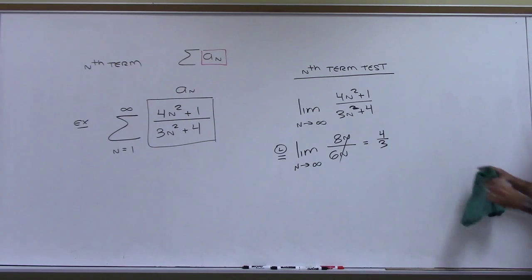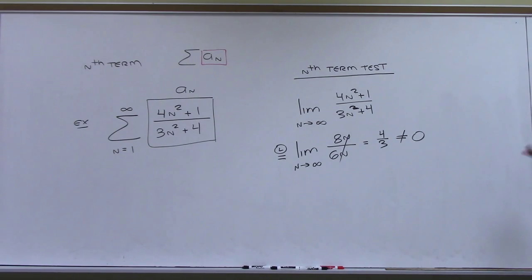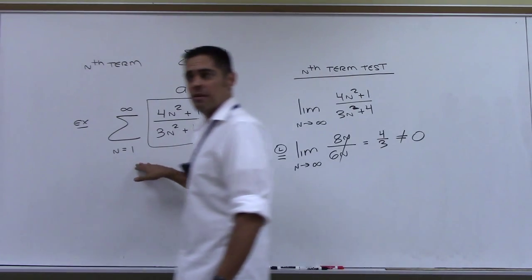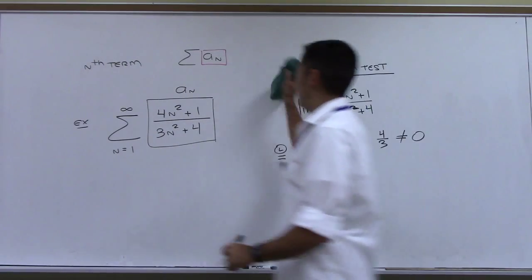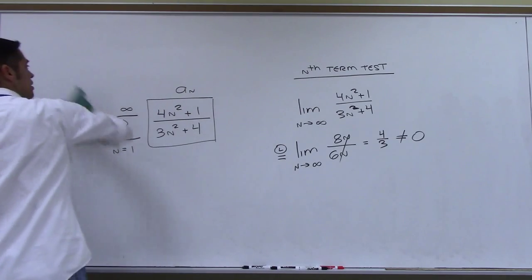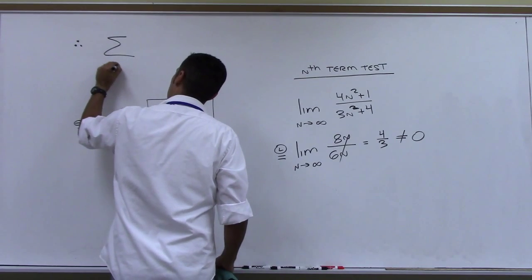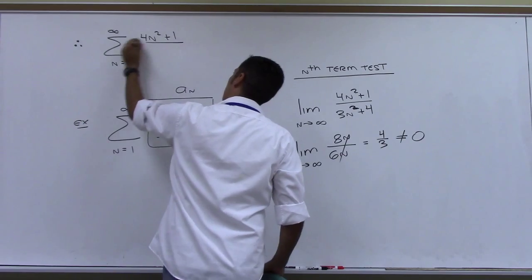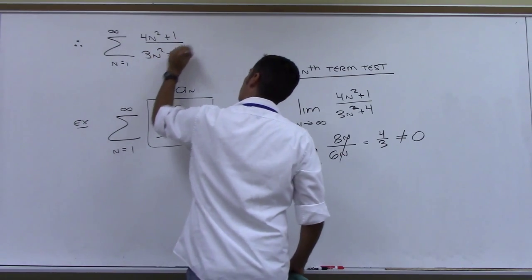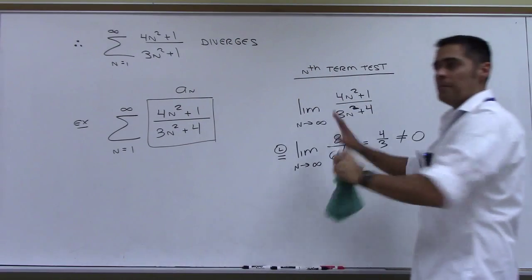So that number is not 0. And because it's not 0, the nth term test tells us what? The series diverges, right? So I'm going to state here, since this is not 0, my conclusion, I'm going to very, very explicitly tell you what the conclusion is. Therefore, the series diverges, and I'm done.